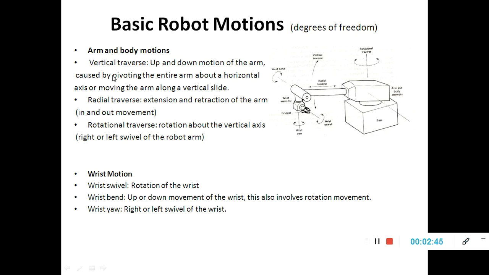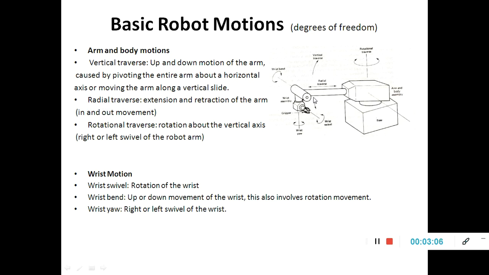The first one is the arm and body motions. In the arm and body motions, the very first one is known as the vertical traverse. The vertical traverse is the up and down motion of a ram. This telescopic ram is capable of moving up and down. So the up and down motion of the arm is the vertical traverse.